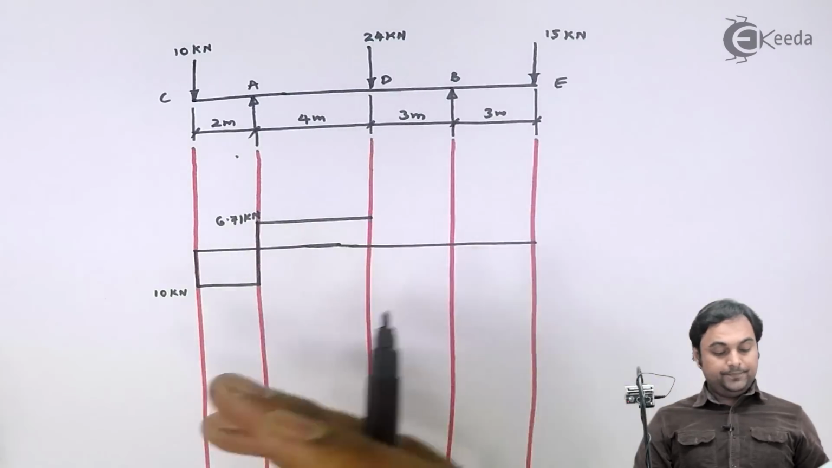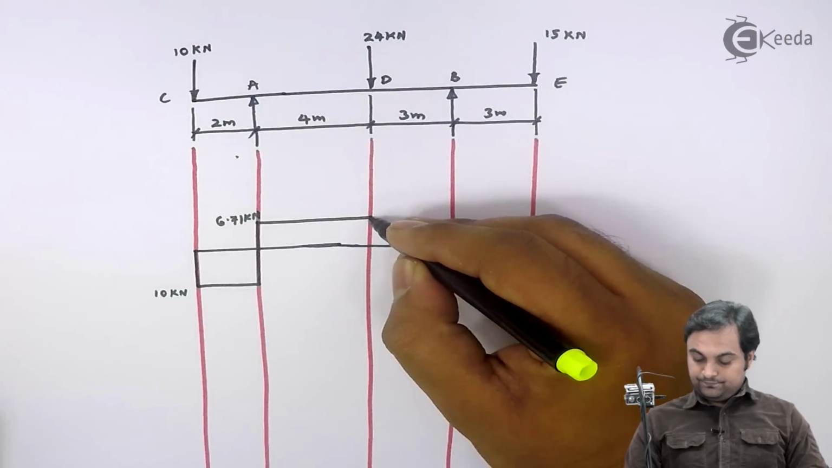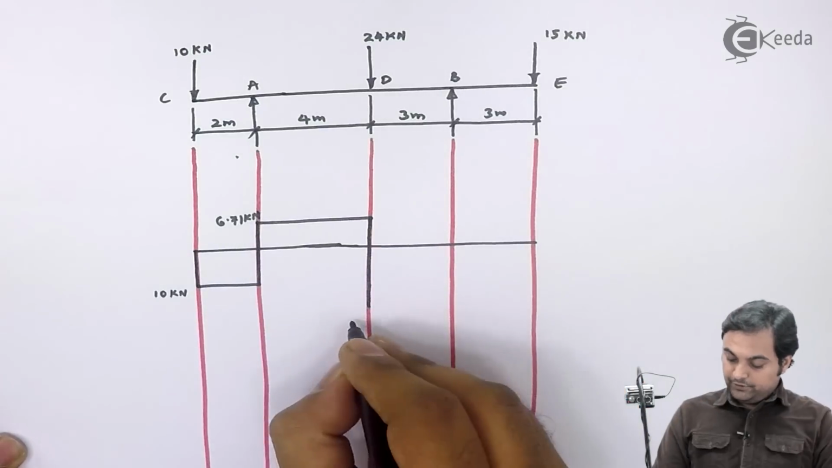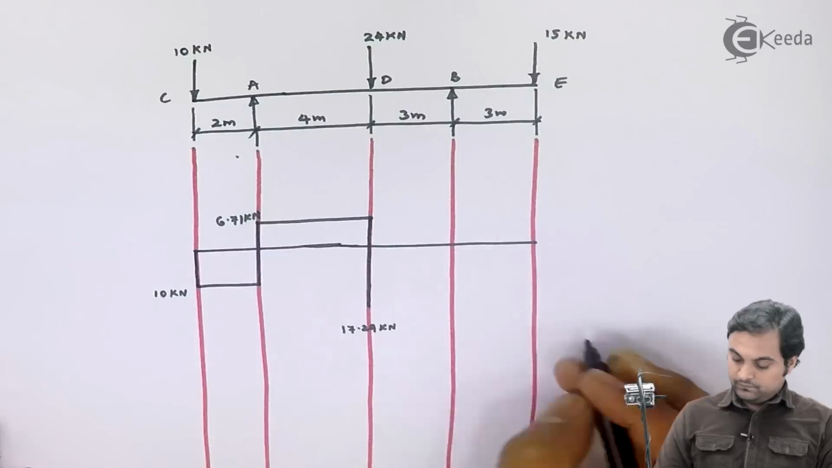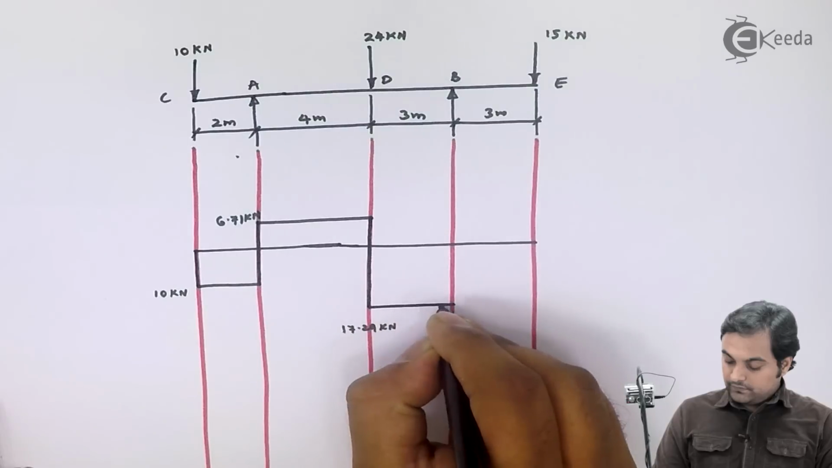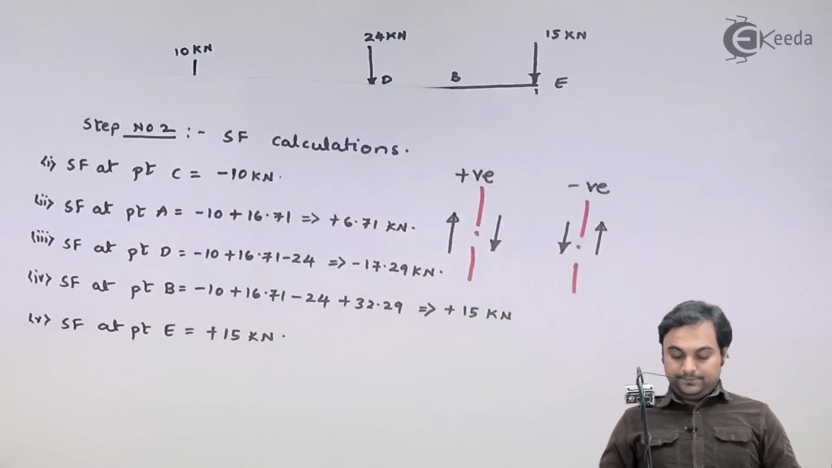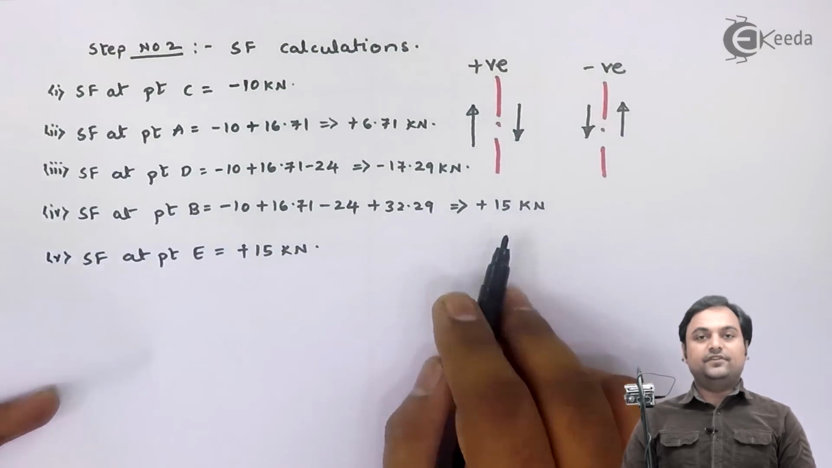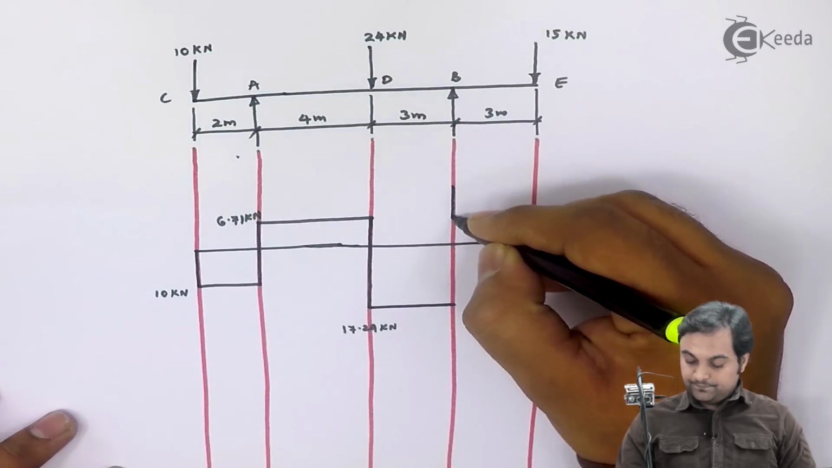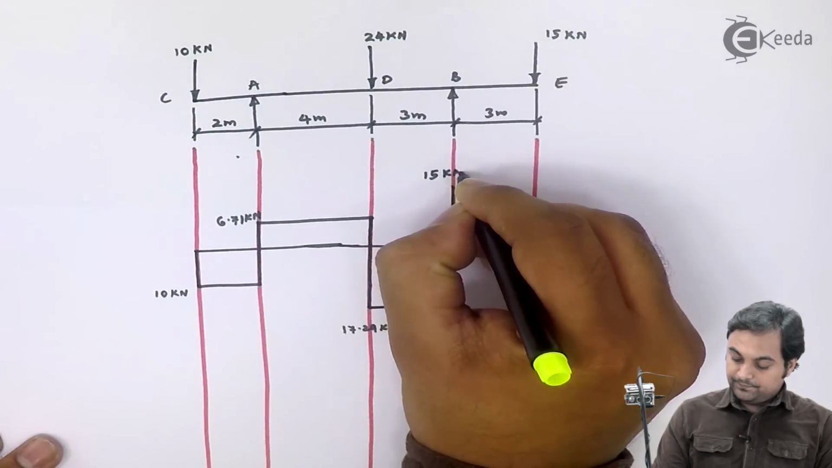Then at point D, the shear force is minus 17.29. So from positive it again goes back to negative 17.29, and this will remain constant between D to B since there is no load between D to B. Next, at point B, the shear force is plus 15. So from negative again it will go into positive region, having value 15 kilonewton.